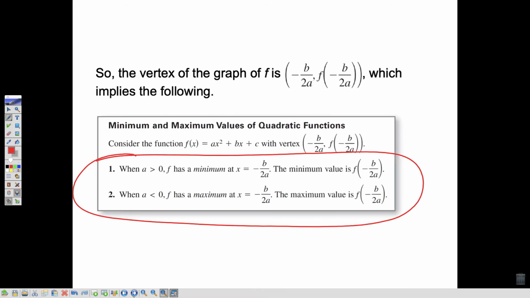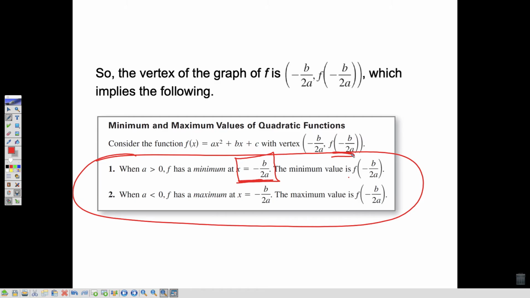So to find the vertex, the H or the X value of the vertex, we need to use negative b over 2a. Now, how do I get the y value? I just plug it into the function. That's all that means, right here. Plug it back into the function. It looks really weird to say f of negative b over 2a. Just throw in your answer.